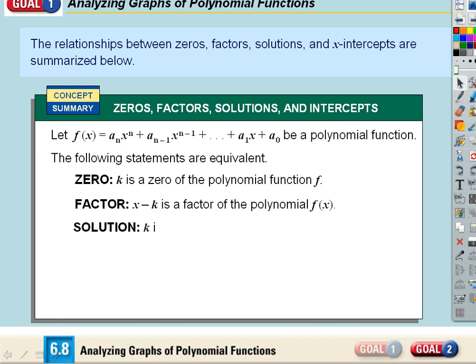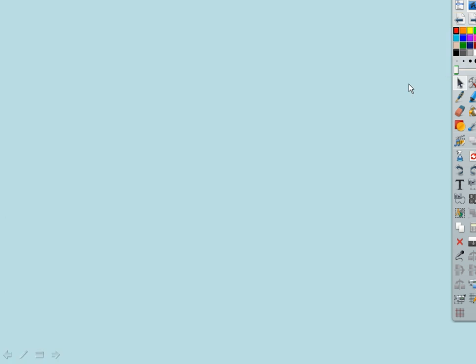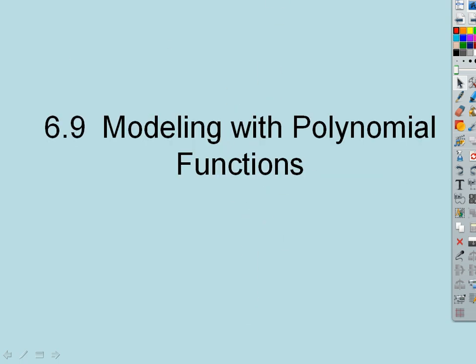And then the last thing is the x-intercept part. But the x-intercept only applies if it's a real zero. So if k is a real number, k is a real zero, then it shows up as an x-intercept on the graph. And we talked about that also. But I think this chart's good because it puts it all in one place. So that's in 6.8. It's in your book. PowerPoint will be up on the website. There it is. Okay, now 6.9 is the last section in Chapter 6, and it does something interesting.